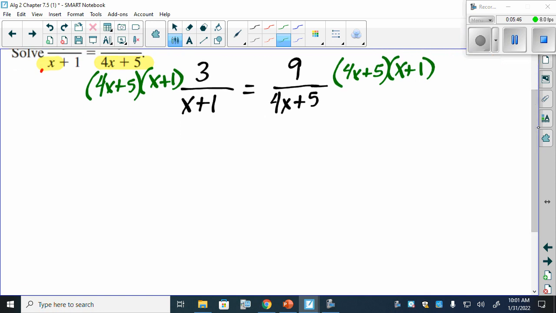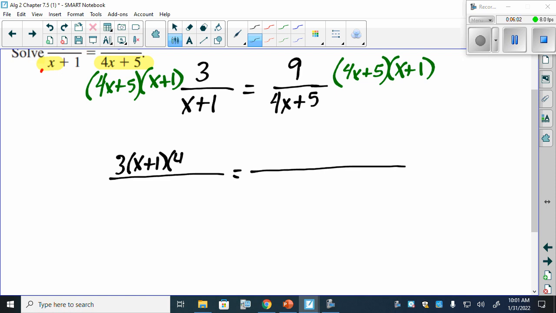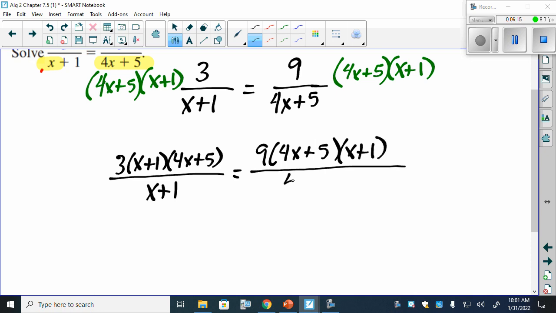Now, for this first time, I'm going to write this out. But after this one here, we can go on and cancel in the first step. Because when we multiply this out, for the one on the left, we would have 3 times x plus 1 times 4x plus 5 over x plus 1. On the one on the right, we're going to have 9 times 4x plus 5 times x plus 1 over 4x plus 5.